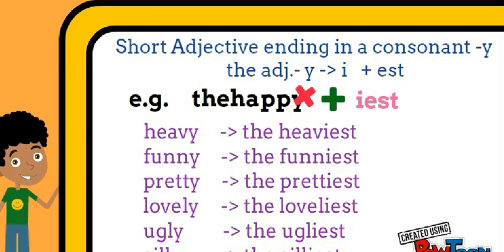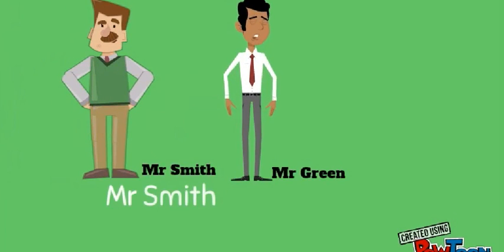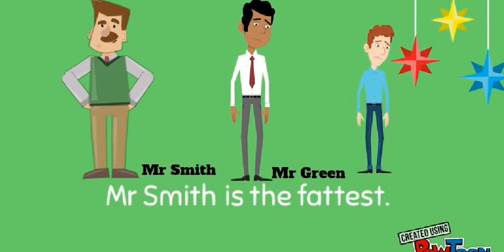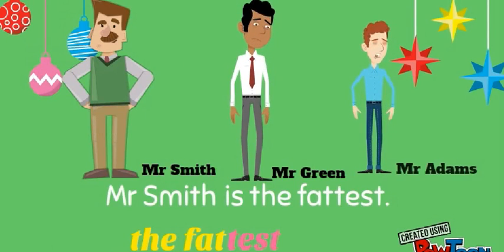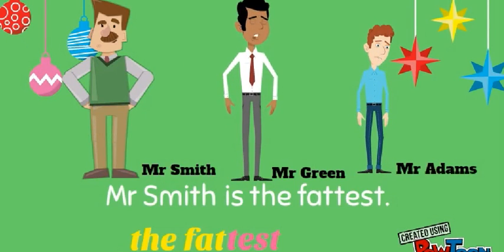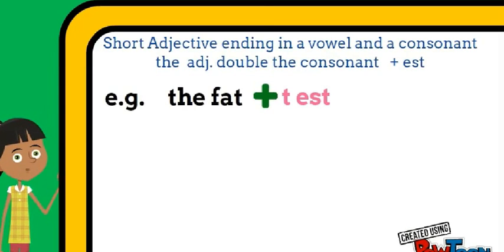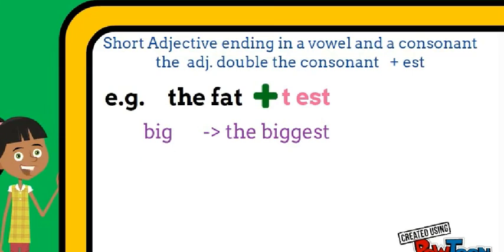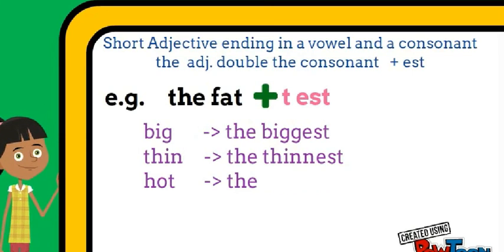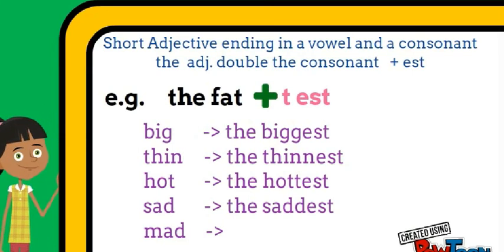Let's move to the next group. Here we go. We have Mr. Smith, Mr. Green, and Mr. Adams. Mr. Smith is the fattest of them all. So if we have a consonant, vowel, consonant adjective, we double the last consonant and add est.